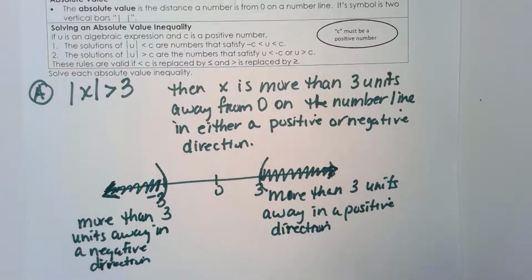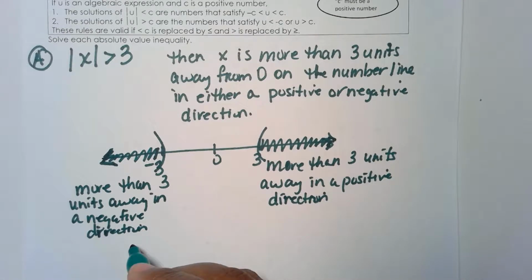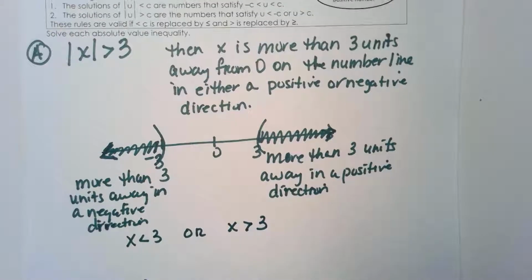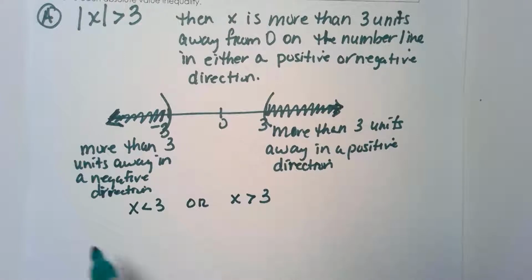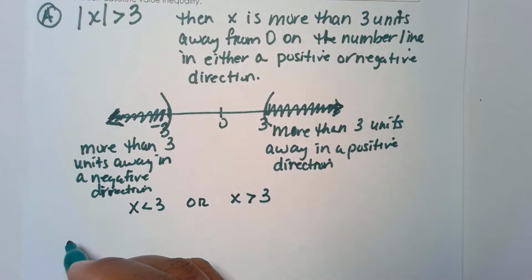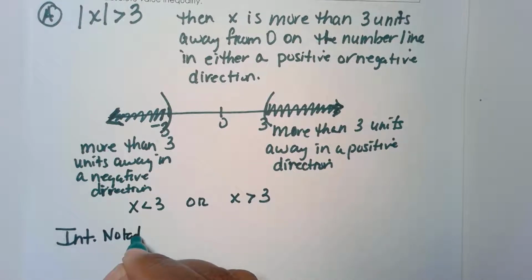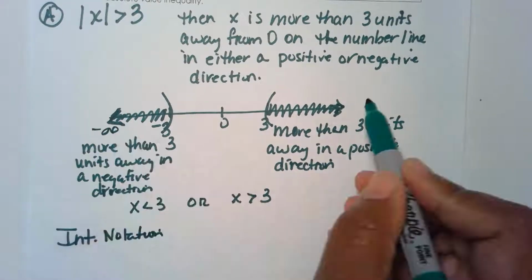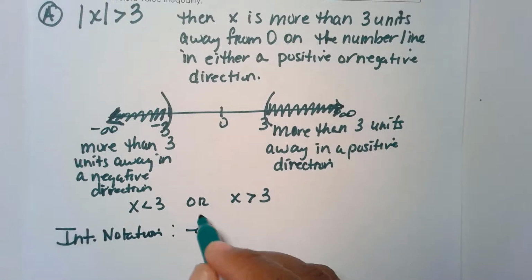So if we wanted to write this out, we can say x is less than negative 3 or x is greater than 3. But as an interval notation, this is writing it out as a solution set. As an interval notation, we would write it as, where does the graph start, where does it end, and everything in between we have to try to represent.